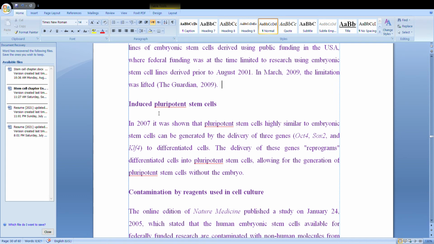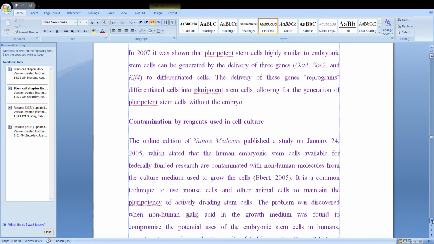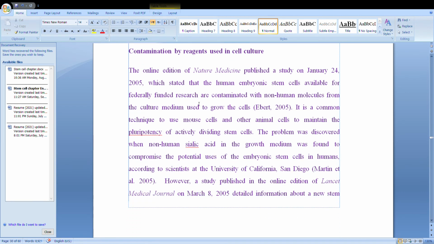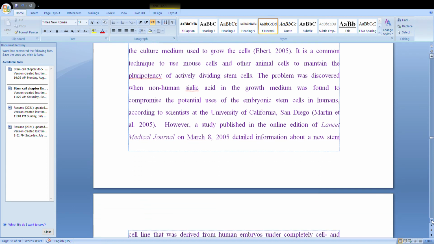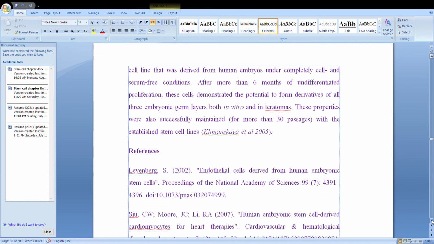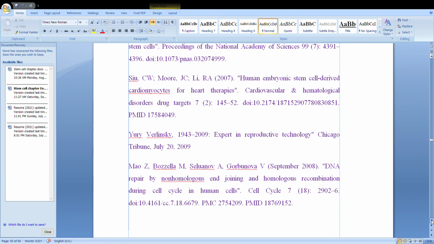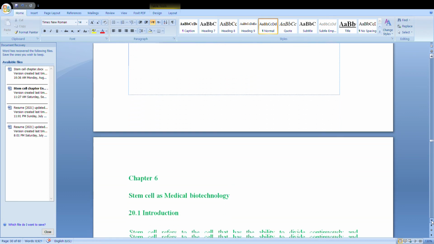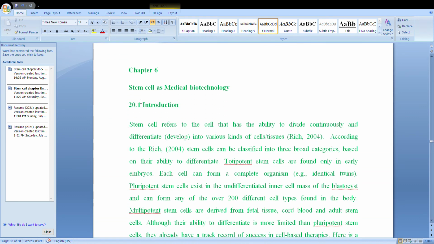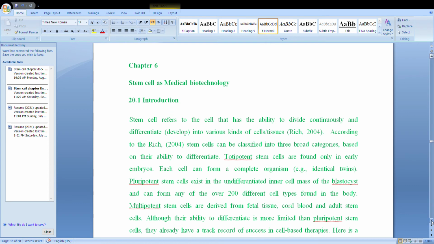Then induced pluripotent stem cells can have contamination by reagents used in the cell culture. That's why before use we have to do sterilization. The references we can see, there are some references in this chapter. Many scientists did this work. And then stem cells and medical biotechnology.